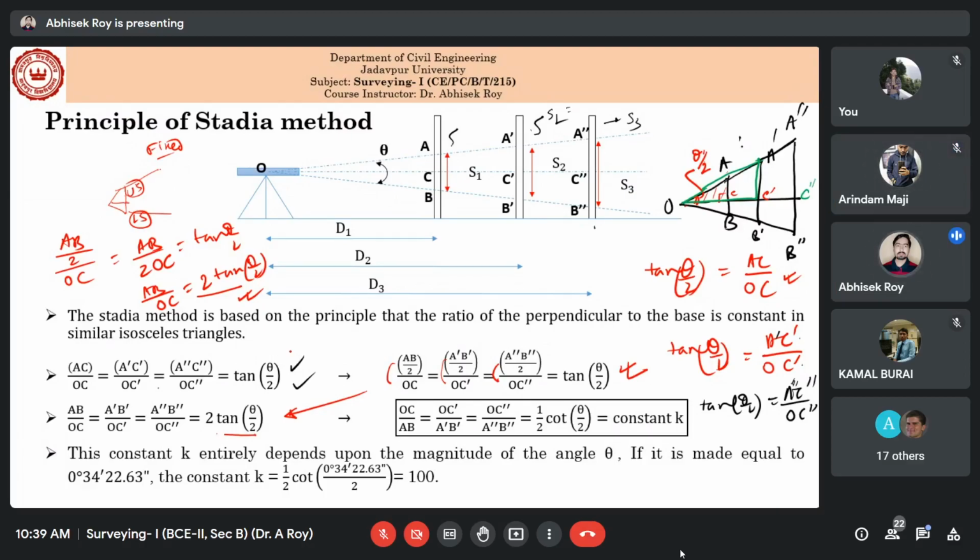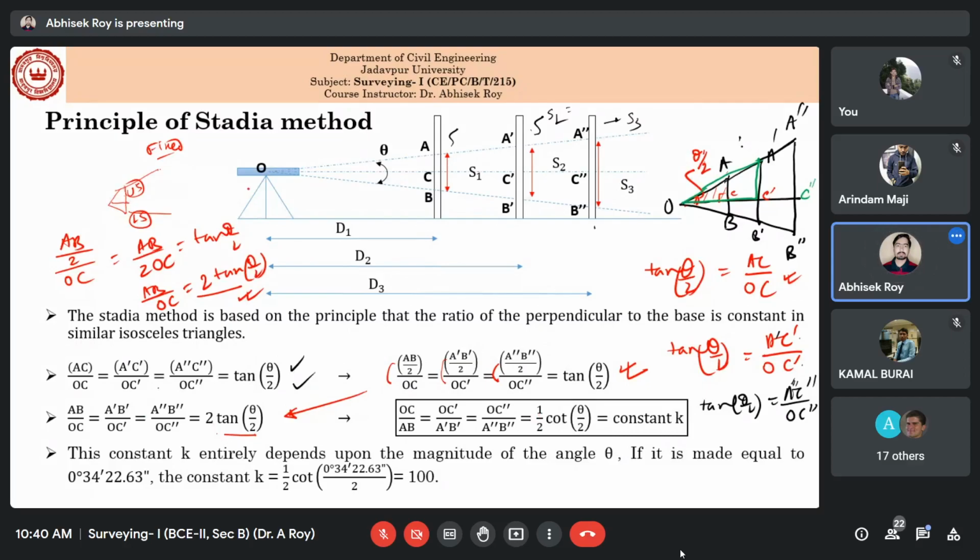Okay. Now what we will do, we will just take the inverse of the whole equation. So you just change the place of the numerator and the denominator. If from this you want to write this equation, AB by OC, you are doing OC by AB. So it will be OC' by A'B', OC'' by A''B'', and it will be 1 by 2 tan theta by 2. And that's why I have written half 1 by tan theta by 2, that means cot theta by 2. So half cot theta by 2.